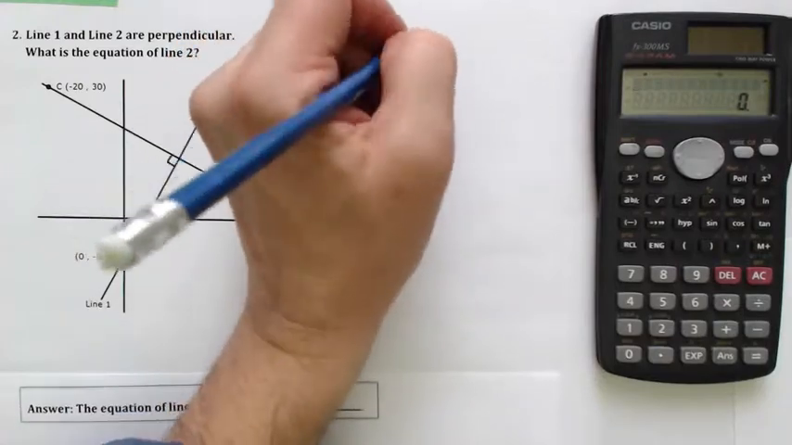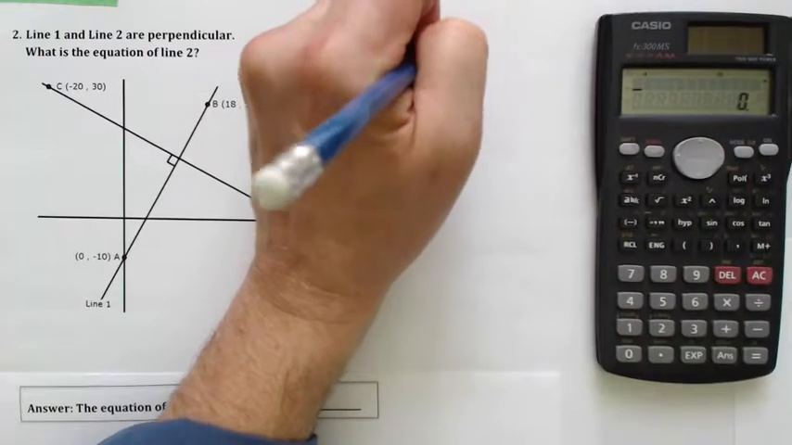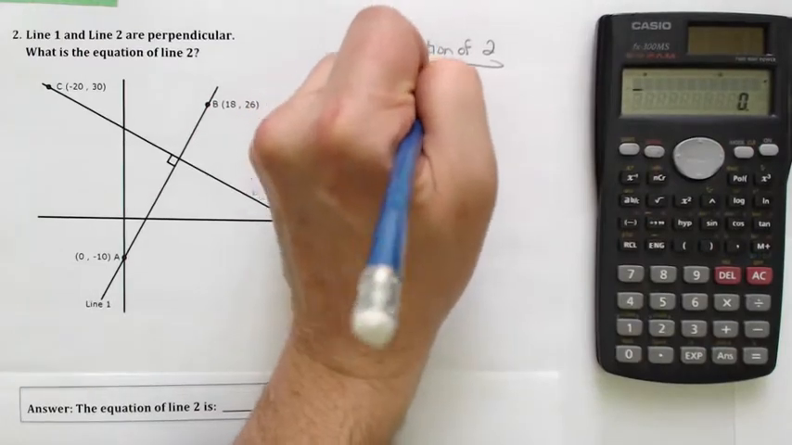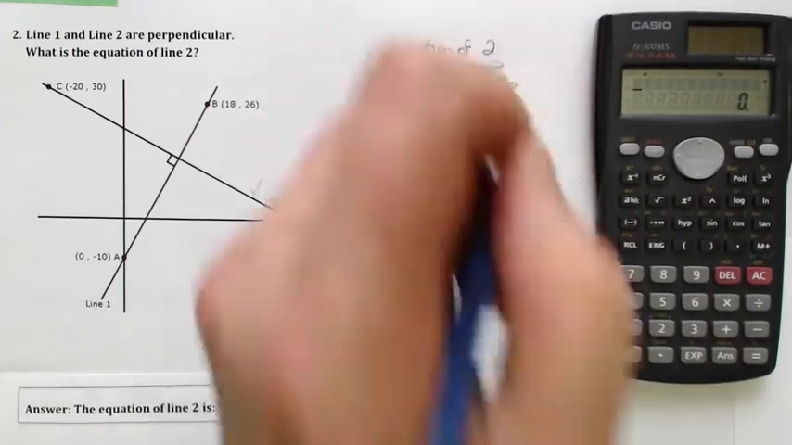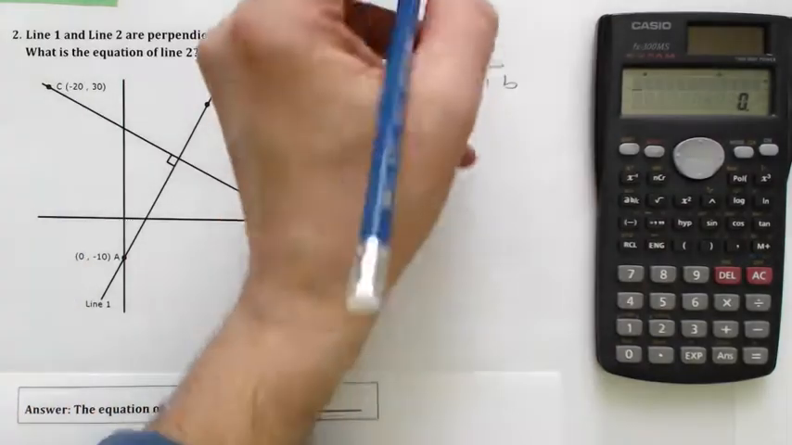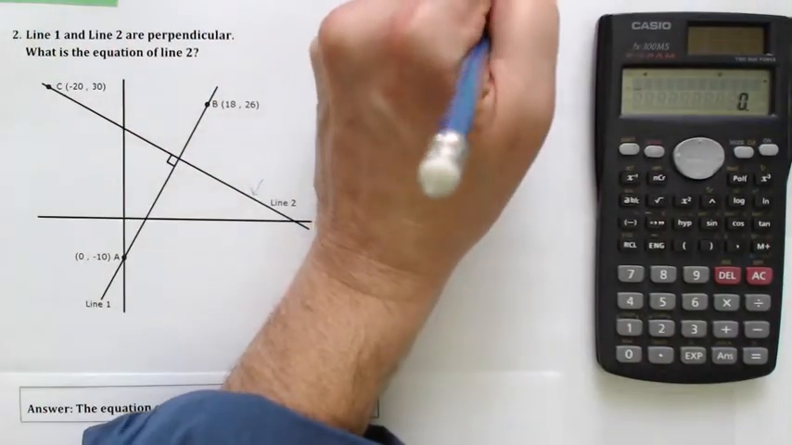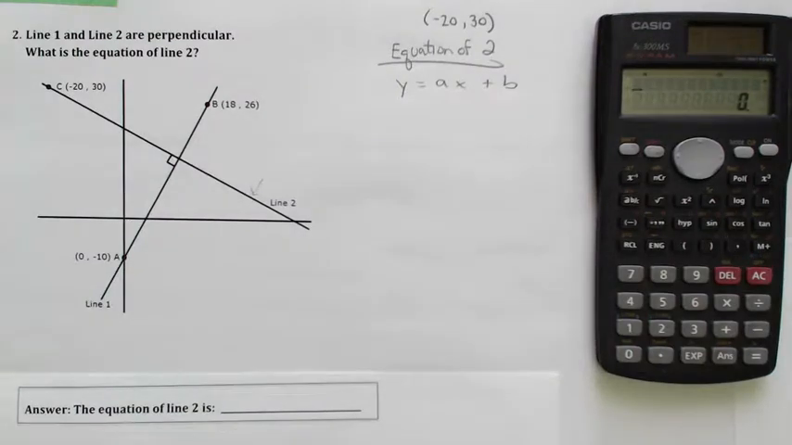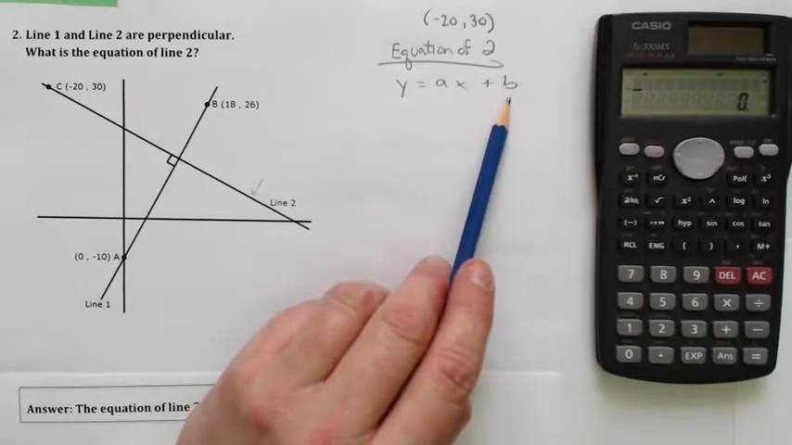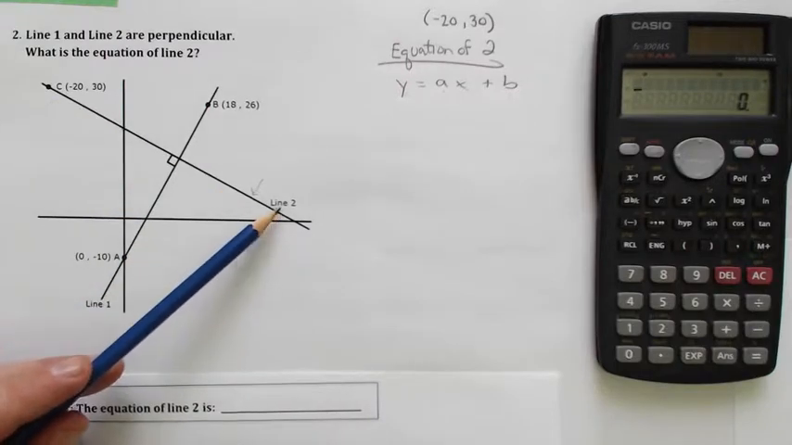The equation of line 2 is going to require y is equal to ax plus b. And we know we have an x and a y. We've got negative 20 and 30. Negative 20 and 30 are in that equation, x, y. We need a b. We don't have an a, and we don't have a b. No way of getting that b, and at least from the line itself, no way of getting the a, so we would seem to be stuck.